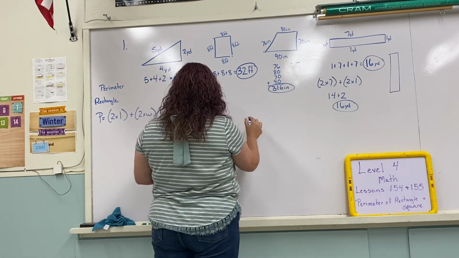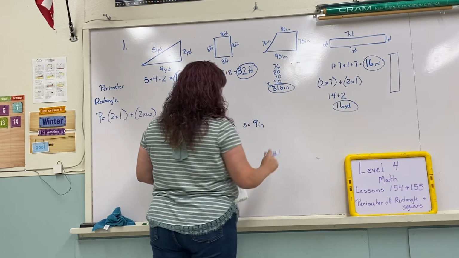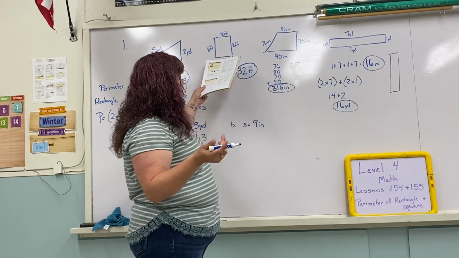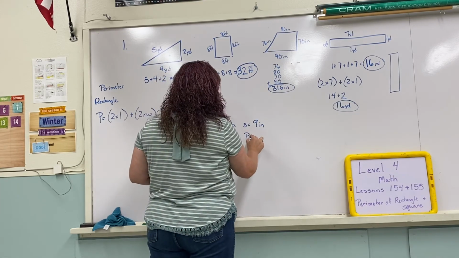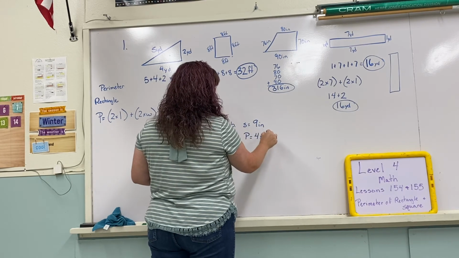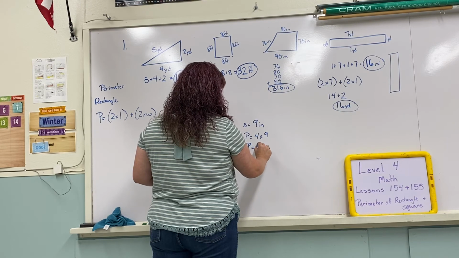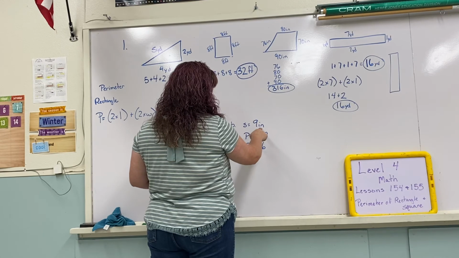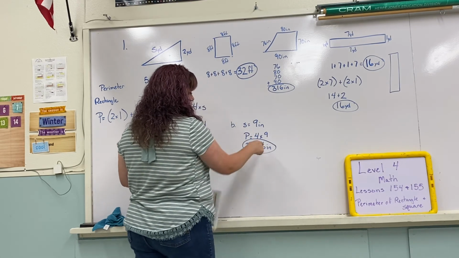So B, it says that the side equals 9 inches. Okay, we don't have to see the rectangle. If we know that one side is 9 inches, we know that all the sides are 9 inches. So we're going to plug it into our formula. P equals 4 times the side is 9. P equals, I hope you know your 4s, 36, and what is it? Inches. Don't forget that inches. You're going to get it wrong if you don't remember those inches.